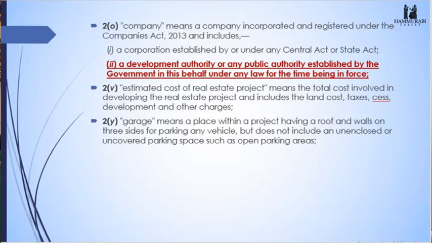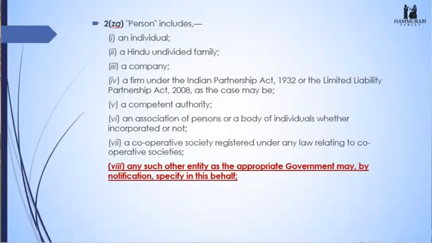2Y is garage. What do you mean by garage? The entire definition is given over here. Then 2ZG, that is persons. Now here also in persons the last is any such other entity as the appropriate government may by notification specify in this behalf. So we have seen in company the government has been taken, in definition of person again the government has been taken.